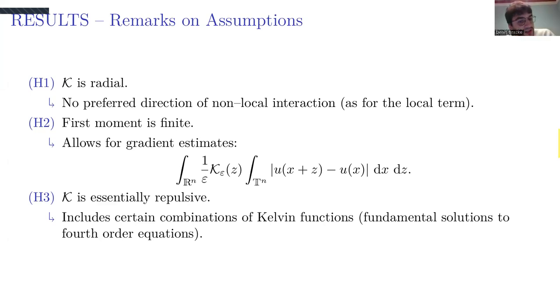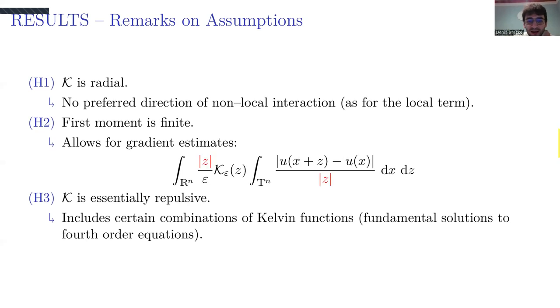So K being radial means in the model that there is no preferred direction of the non-local interaction, which is pretty standard in these types of models. Having the first moment being finite allows for gradient estimates on the difference that you can see here, because if I just plug in 1/z × z, you can see that we have something which looks like the first moment, and here we have something which looks like a gradient or a difference quotient, which allows for gradient estimates.